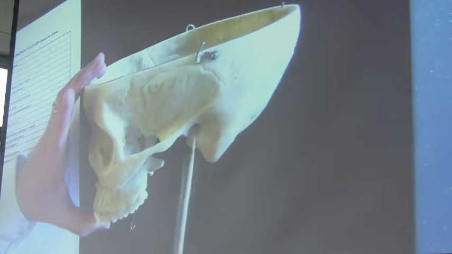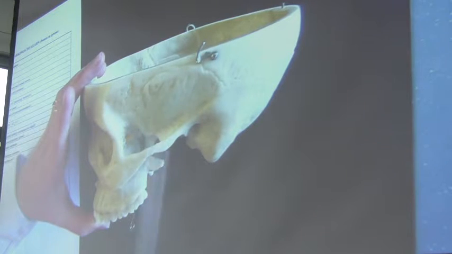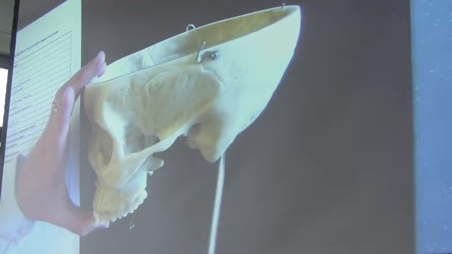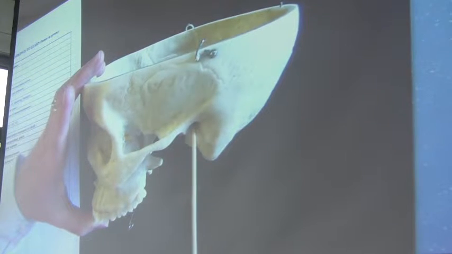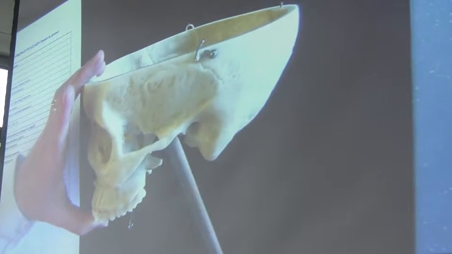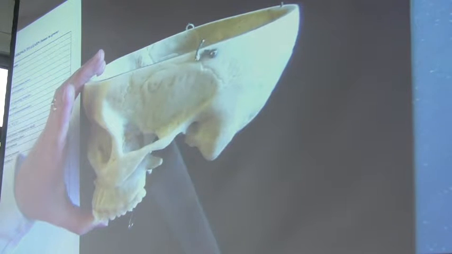Okay, so again, to go back to the temporal bone, right here is the temporal fossa. This is the mastoid process. This is the external acoustic meatus. This is part of the zygomatic arch of the temporal bone. And then this is the rest of the zygomatic bone.